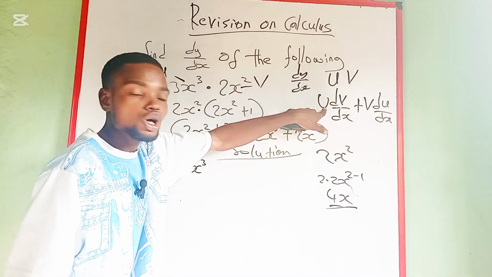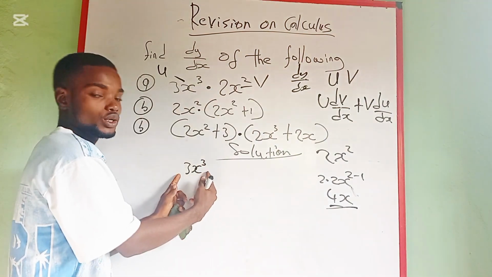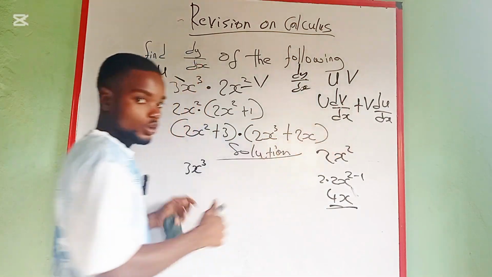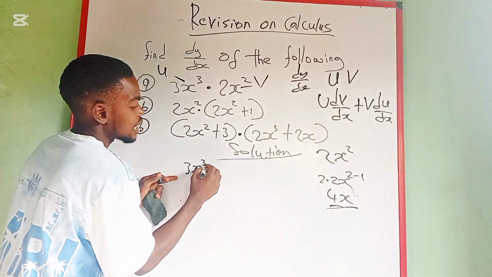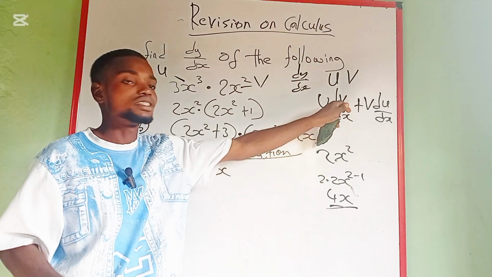But this u, we did not put du over ds. That is why we put u the way it is from the question. This other one we have differentiated by saying dv over ds. So I'm going to put here multiplied by 4s. That is differentiated v.